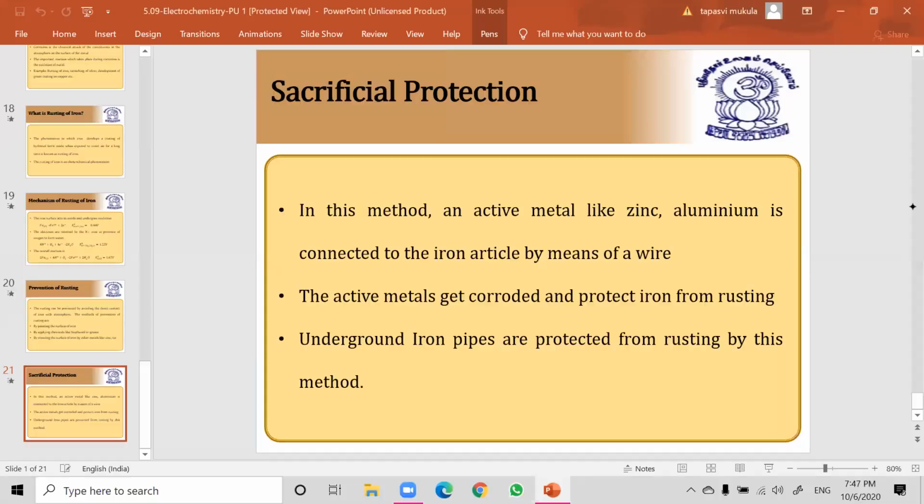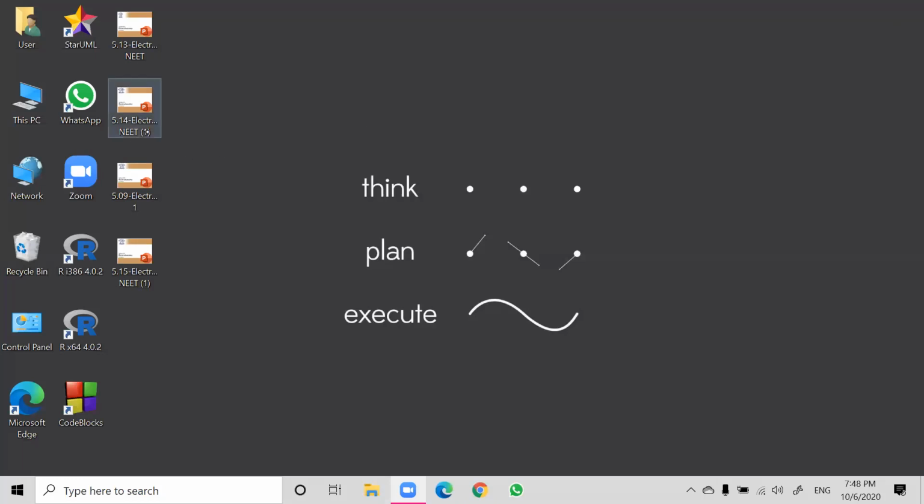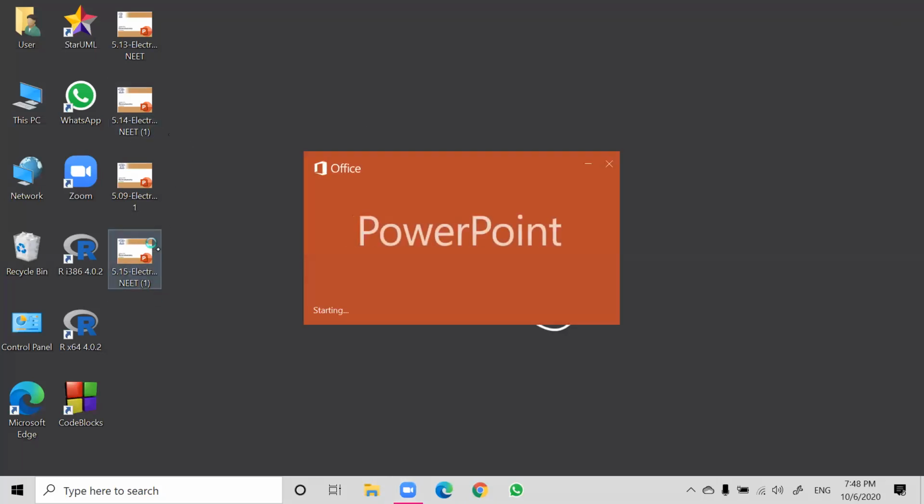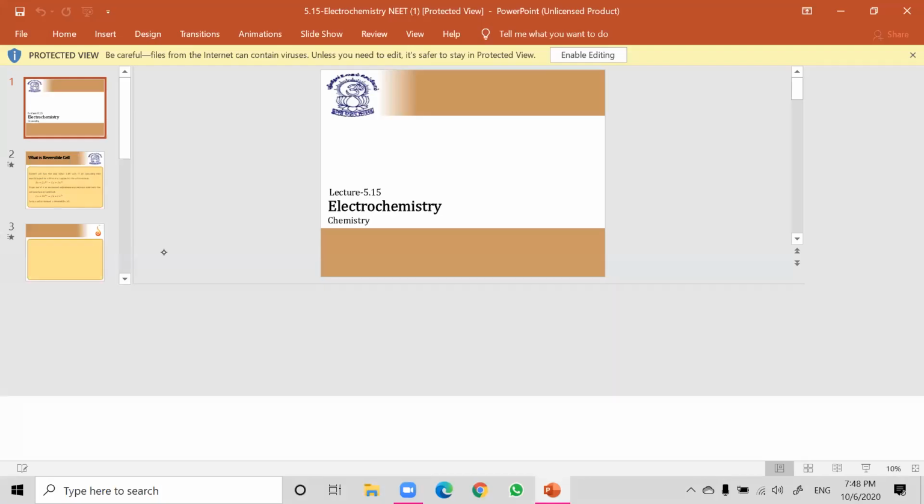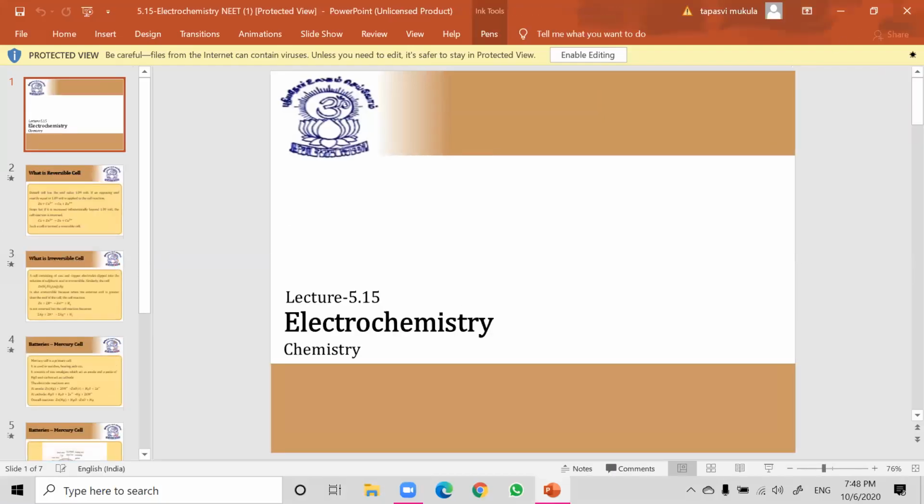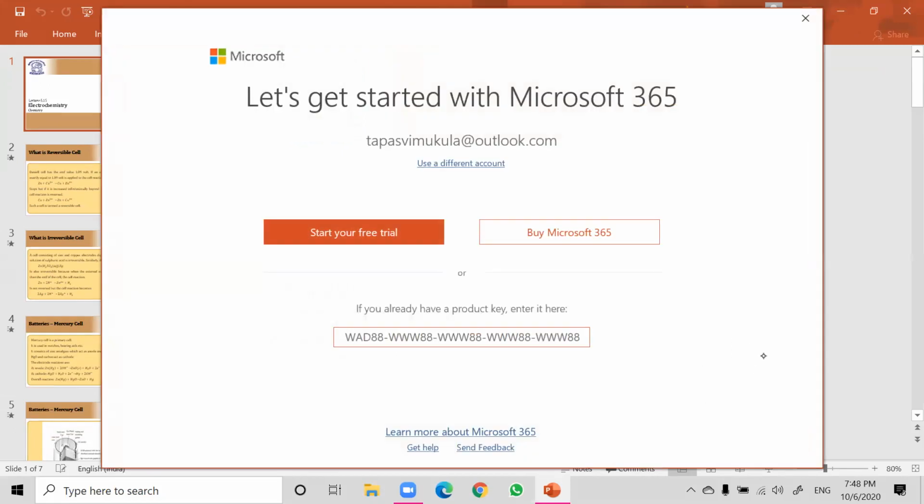Next, we have discussed only two primary batteries, the Daniell cell and the Leclanche cell. And even for secondary batteries, we have discussed only the lead storage battery. Now in this final session, we are discussing some more batteries, both primary and secondary.